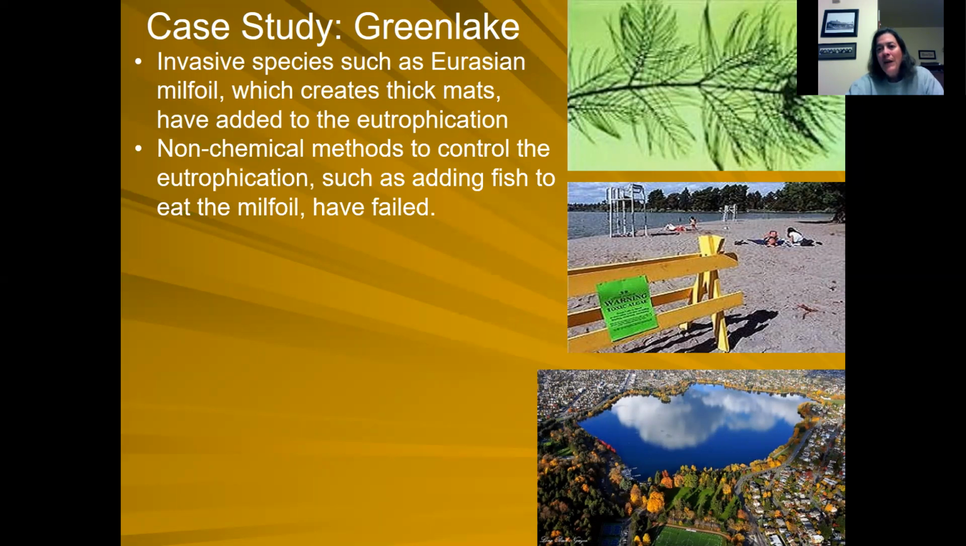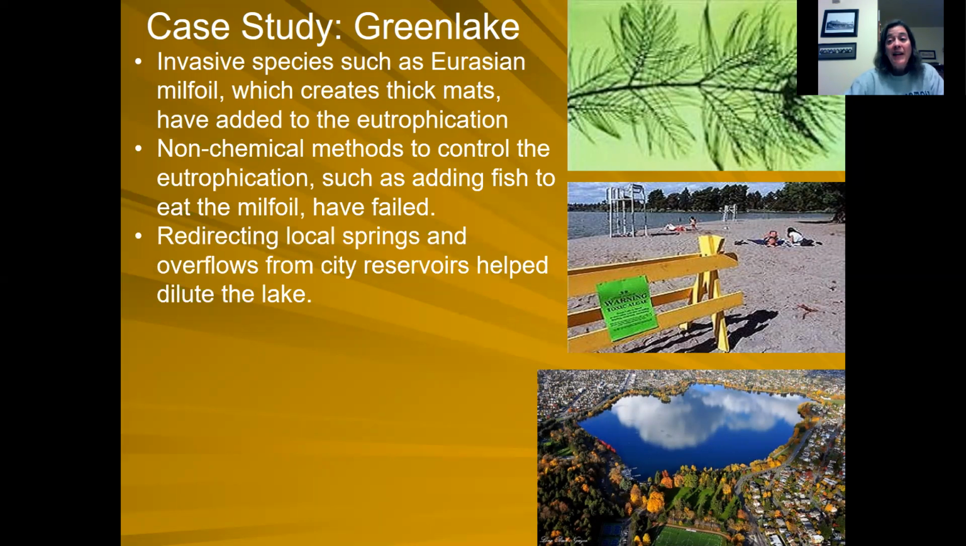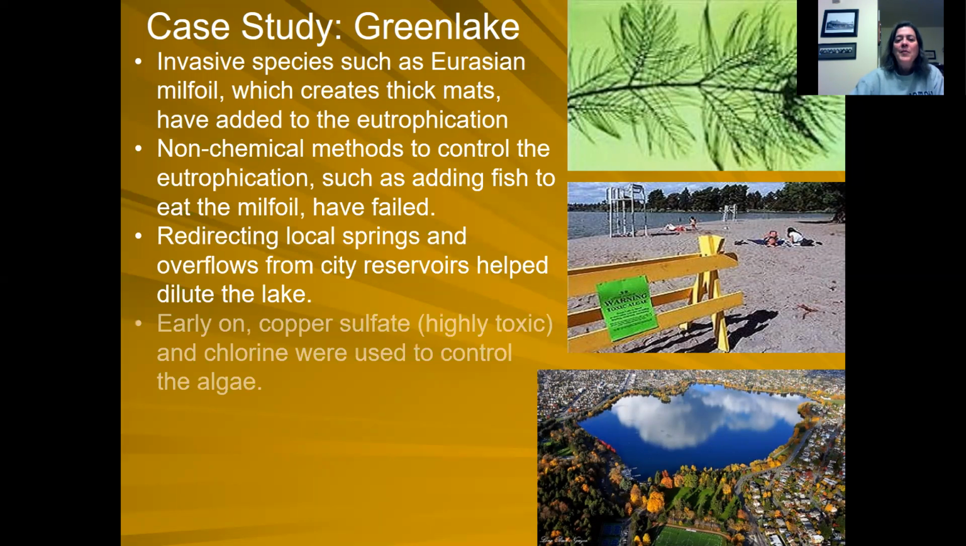So they tried ways to get rid of the eutrophication, like natural methods like adding fish to eat the milfoil, and none of it worked. So some things that have worked and made things better is they have tried to redirect local springs and overflows from city reservoirs into Green Lake to help dilute those nutrients in there. But at the end of the day, they've ended up using chemical methods.